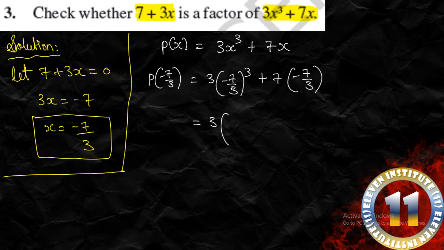Right. Now minus 7 cubed, so the answer will remain negative, and 7 cubed is nothing but 343. And 3 cubed is 27. I hope you know the cubes from 1 to 10. Yes. Now here plus minus will remain minus. 7 sevens are 49 divided by 3.